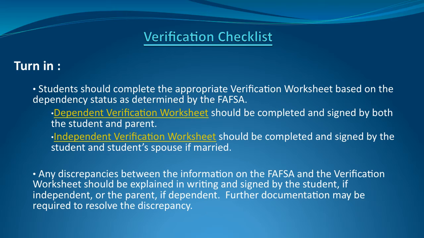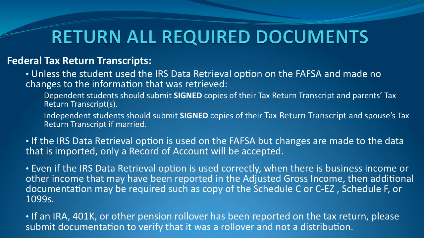Any discrepancies between the information on the FAFSA and the verification worksheet should be explained in writing and signed by the student if independent or the parent if dependent. Further documentation may be required to resolve the discrepancy. Please return all required documents to the ETSU Office of Financial Aid.